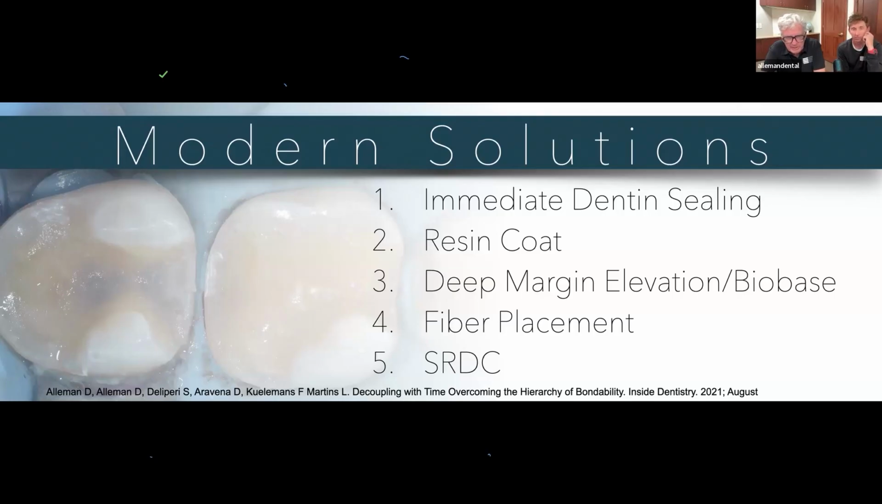But this paper that Davey and I with 4 other dentists published, which is called Decoupling with Time, Overcoming the Hierarchy of Bondability 2021. That's 5 years ago, isn't it, Davey? Dang. This lecture is based on the concepts that are published in that paper. And that paper is available online, no charge. I think we have about 60 references that also give the scientific foundation. But if you're not familiar with each of these modern solutions, then you need more training.